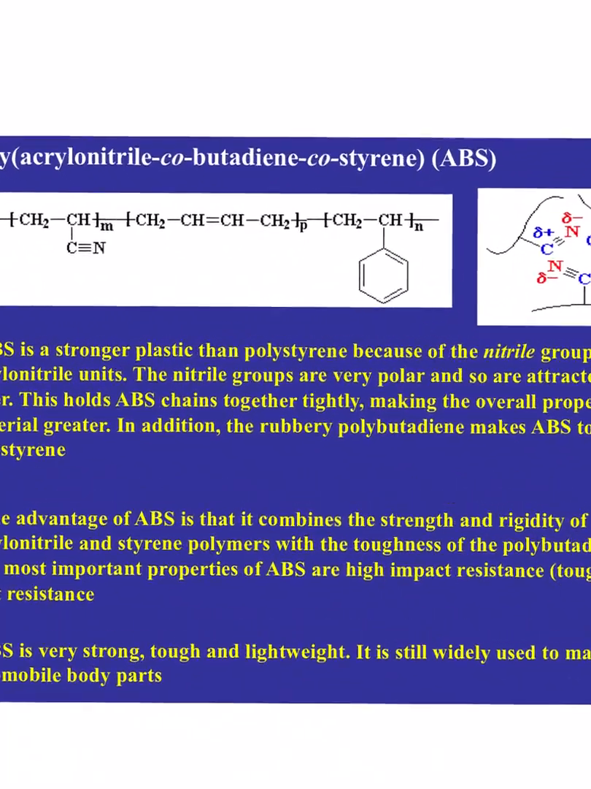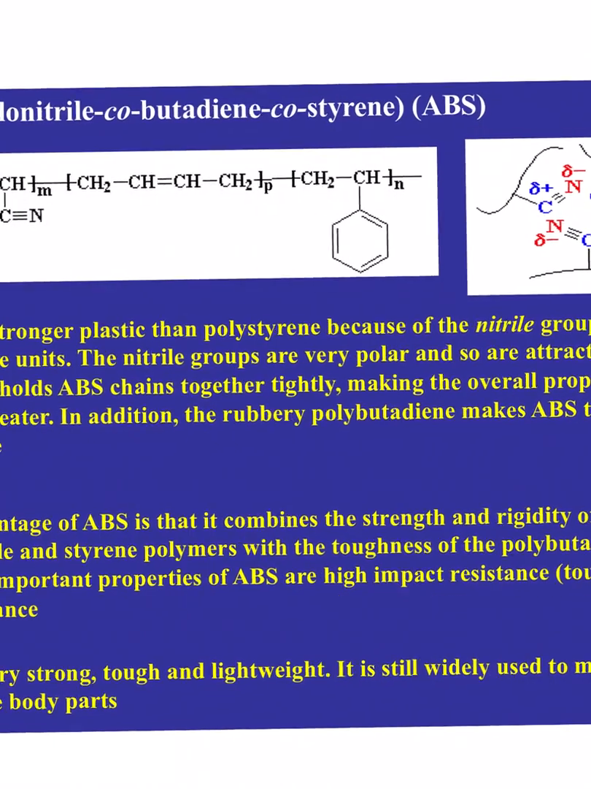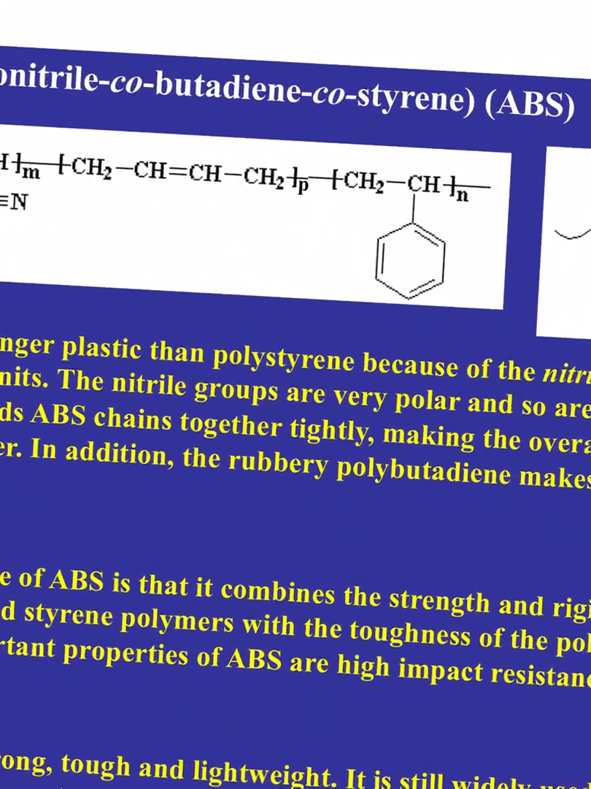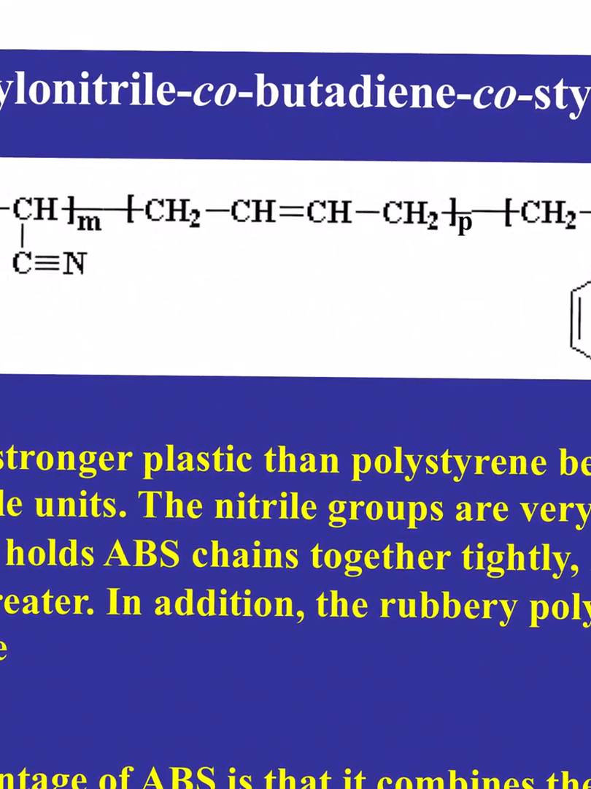Okay, and then we get, especially in this portion of the class, into copolymers. And this is one of the classic reasons why we care about copolymers, or why we think that they're so useful. Polyacrylonitrile-butadiene-styrene, ABS. It's the archetypal example of a useful and very flexible copolymer structure, which has these three components to it, which are represented by the different ratios M, P, and N.